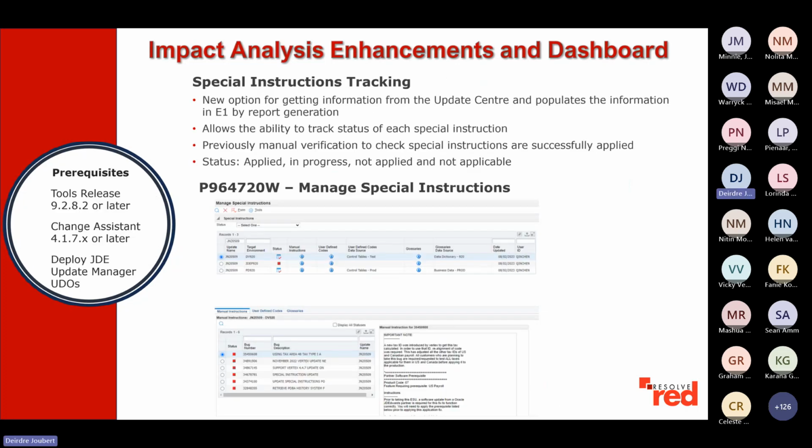Okay, and another component is the special instructions tracking. This option for getting information from the update center populates the information in E1 by way of a report generation and allows the ability to track the status of each special instruction. And this currently is a manual verification process that we run through post applying special instructions after ESUs. The status that it gives is applied, in progress, not applied, not applicable. And the screen below shows a graphical representation of what it could look like in your JD Edwards environment.